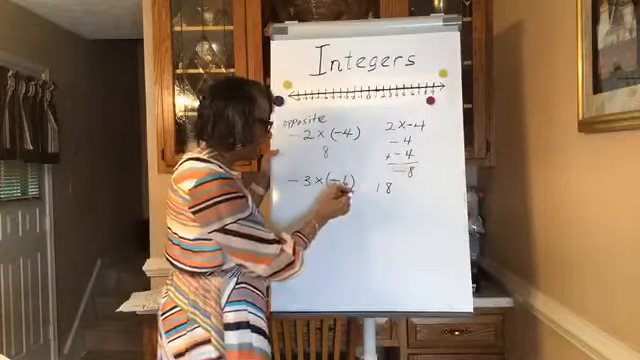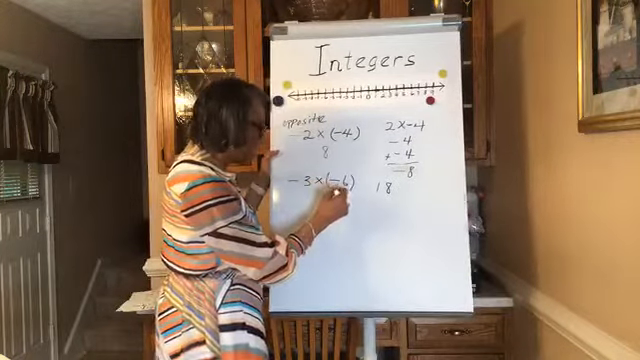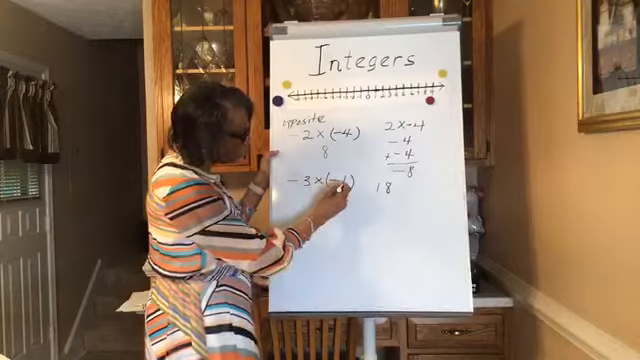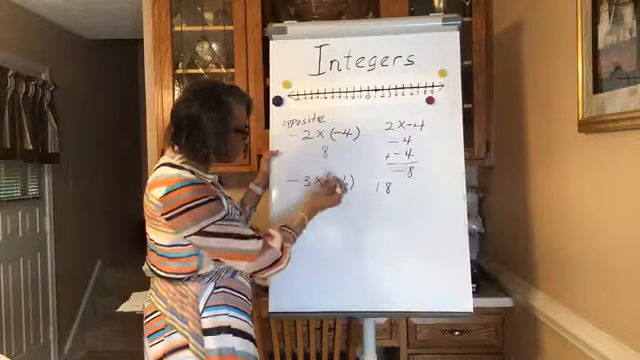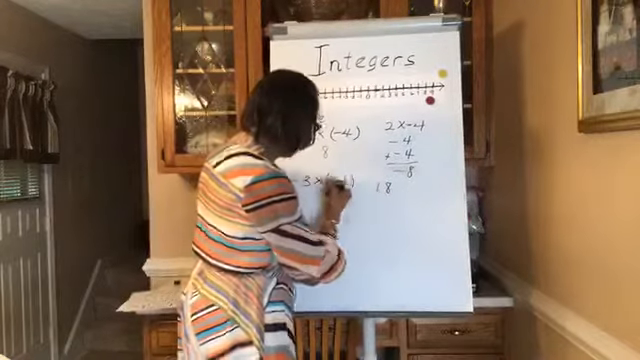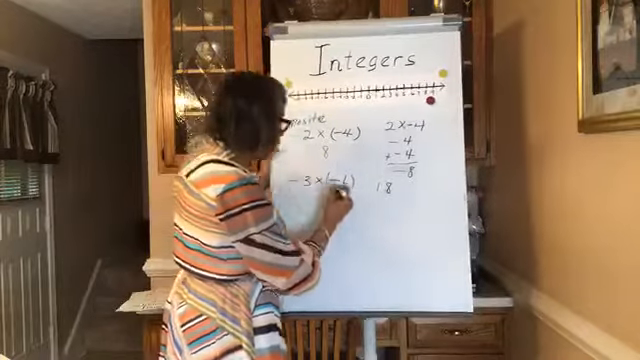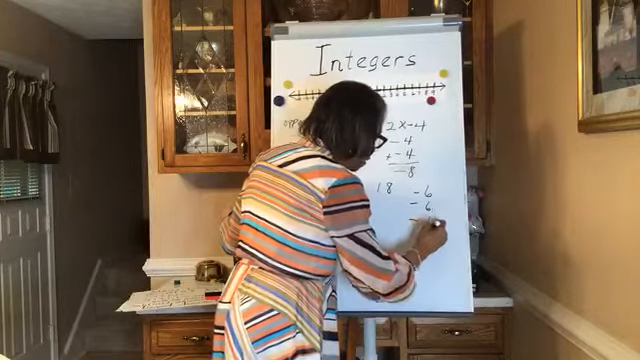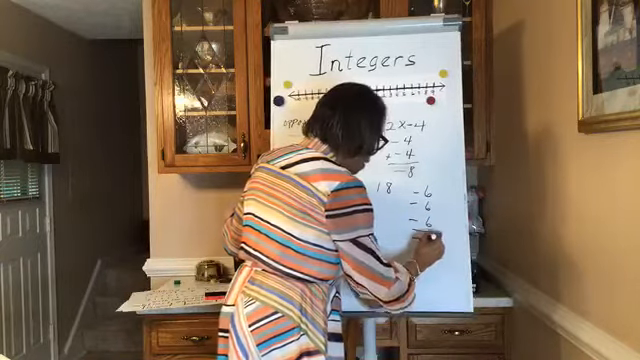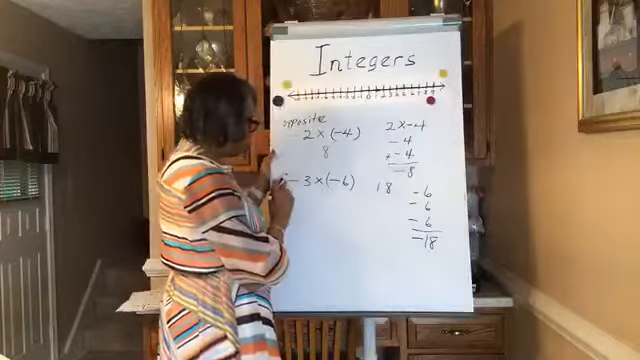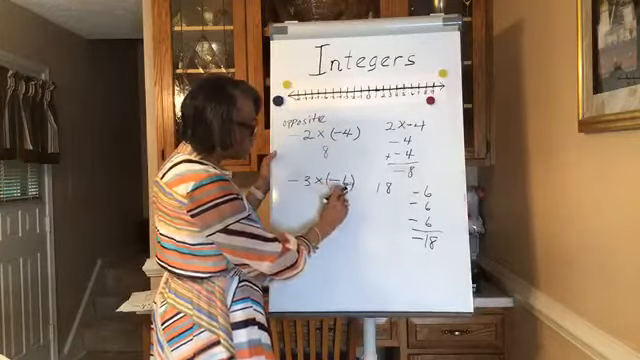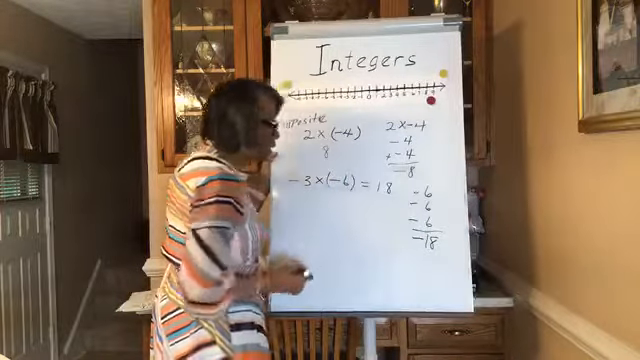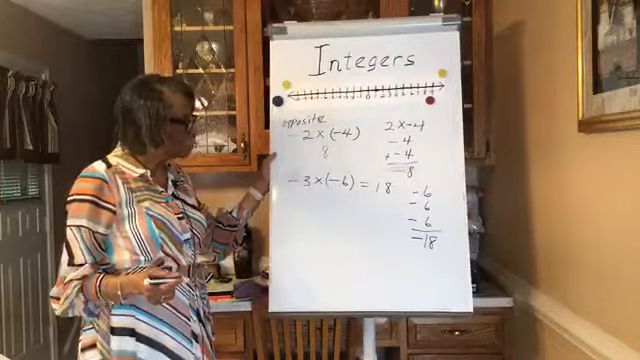3 times negative 6 is, what are you going to say? That's going to be adding either 3 sixes, 3 negative 6s, or adding 6 negative 3s. All right, let's do the lesser. I'm going to add negative 6 plus negative 6 plus negative 6, and that's negative 18. But this says the opposite of 3 times negative 6. So the opposite of negative 18 is positive 18. Okay. Are we getting it?